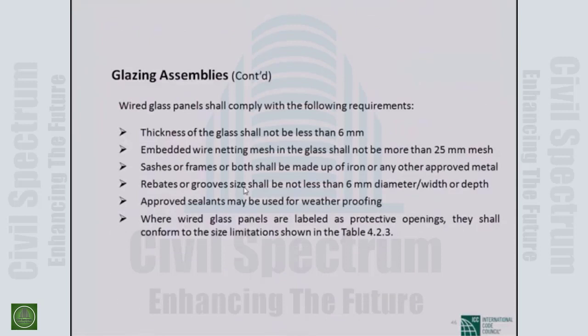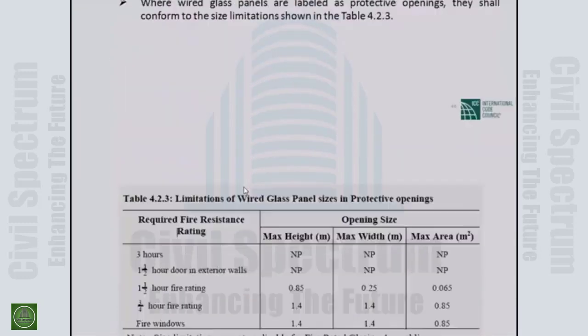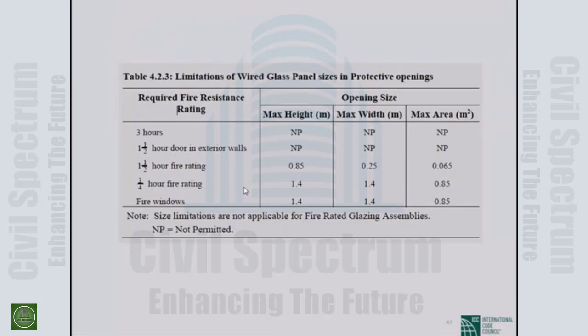There is some thickness limitation. You should not make it less than 6 millimeter thick, and whatever protective glass you make, you have to make the glass assembly as a whole fire protected. So if you like to make your fire protective window, you have to protect this as a whole. Here are some opening sizes depending on the rating. So you see the 3-hour fire rating. You cannot make a glass panel of 3-hour fire rating under BNBC, but now people are making glass of 3-hour, 2-hour fire rated.